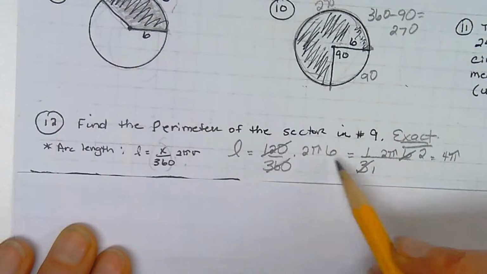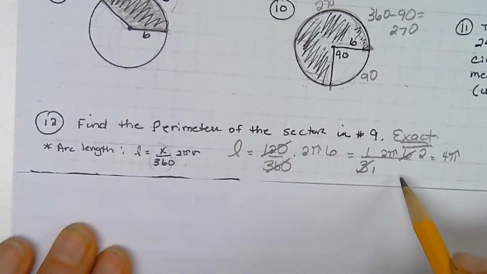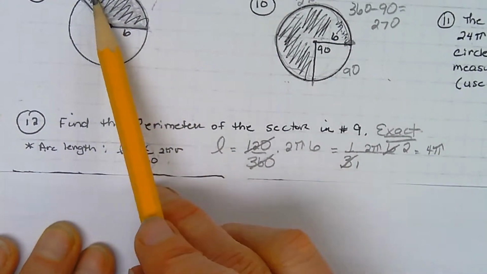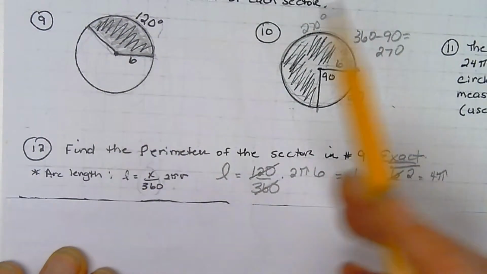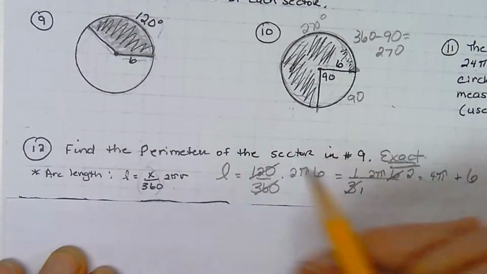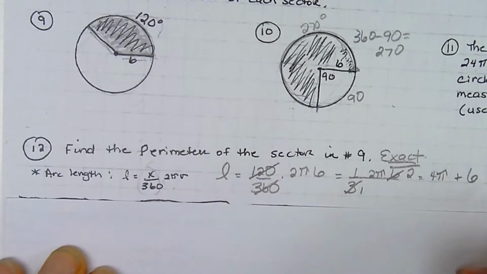Hopefully you saw all my quick simplifications there. Now 4 pi is the measure of the arc length. So let's add that to 6, which is this side of the sector, plus 6, which is this side of the sector. So we get 12 plus 4 times pi.